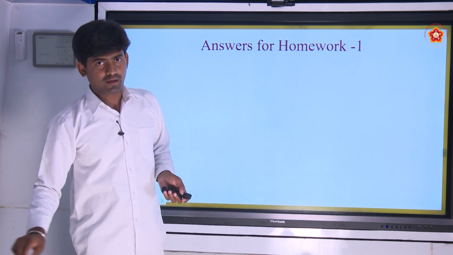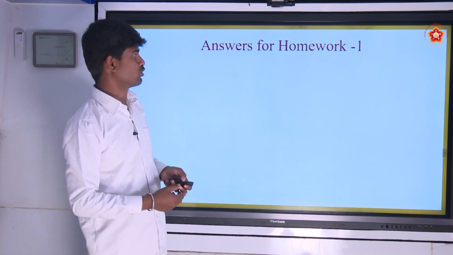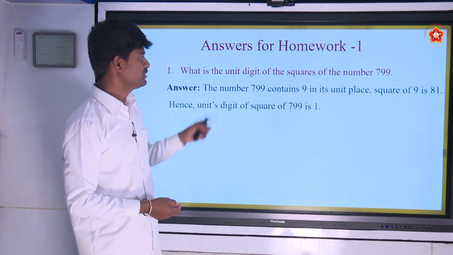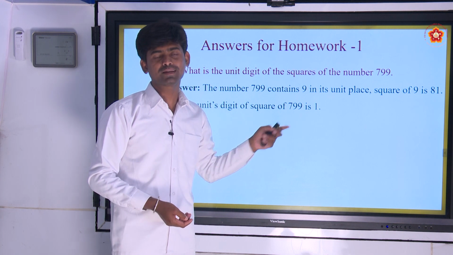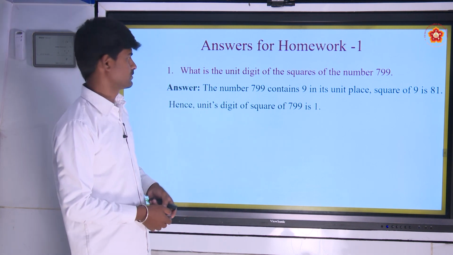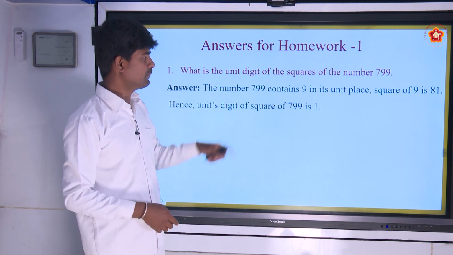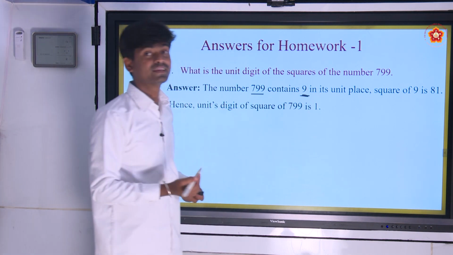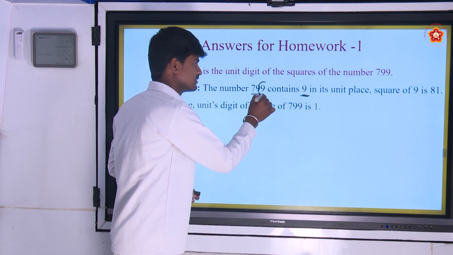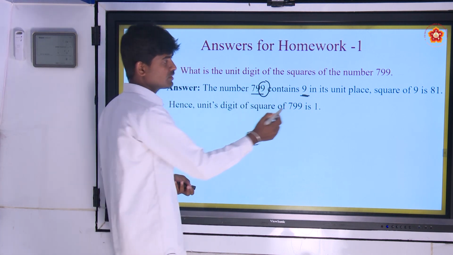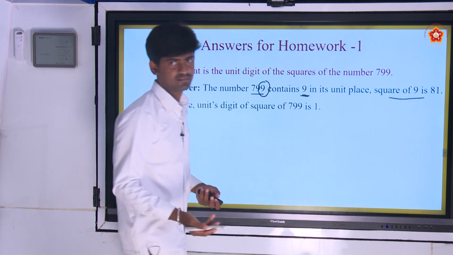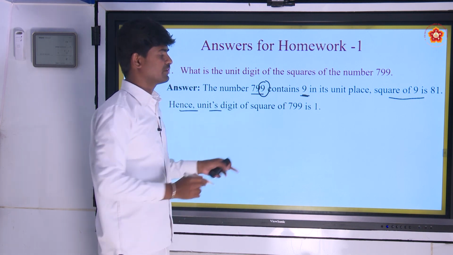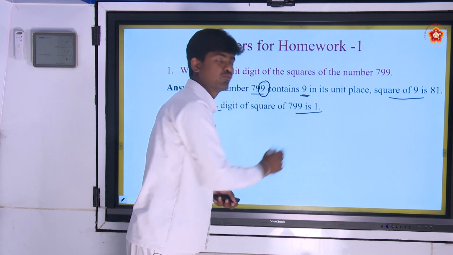I gave a homework. I hope you did that homework also. First question: what is the unit digit of the square of the number 799? Answer: the number 799 contains 9 in its units place. The square of 9 is 81. So the units digit of the square of 799 is 1.